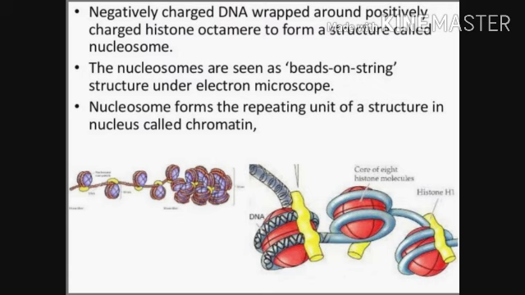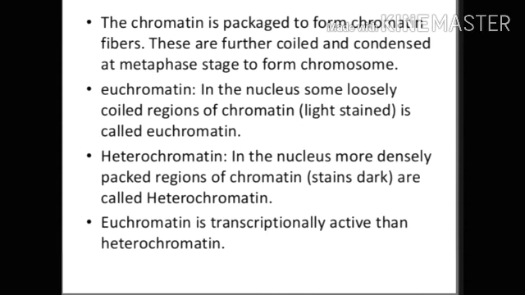DNA is negatively charged because of the presence of phosphate groups. The nucleosomes are seen as beads on a string structure under the electron microscope. Nucleosomes form the repeating unit of a structure in the nucleus called chromatin. The chromatin is packaged to form chromatin fibers. These are further coiled and condensed at the metaphase stage to form the chromosome.